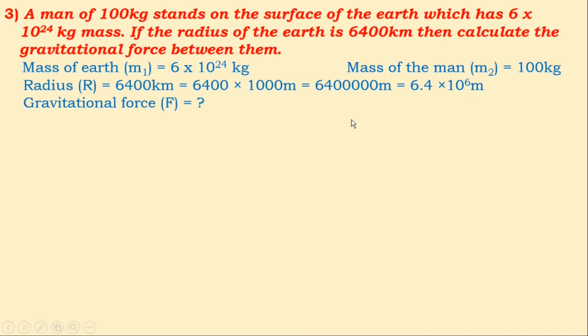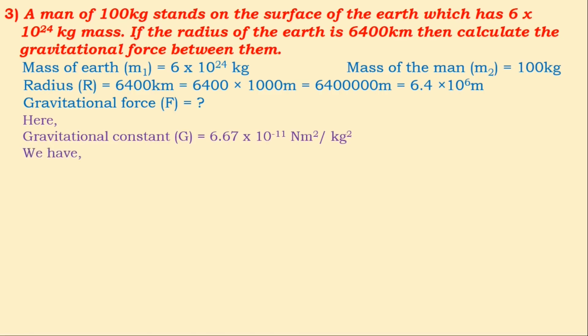Gravitational force F is the question. Now again something is missing. What is that? That is the gravitational constant, capital G, which is equal to 6.67 into 10 to the power minus 11 Newton meter square by kg square. Okay, now after this we can solve the numerical problem. We have this equation, F equals G m1 m2 by r square. Why r? Because the distance between the earth and a person standing on it is the radius of the earth, center to center distance. That's why r.